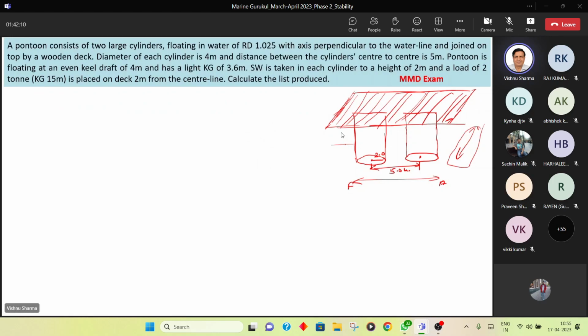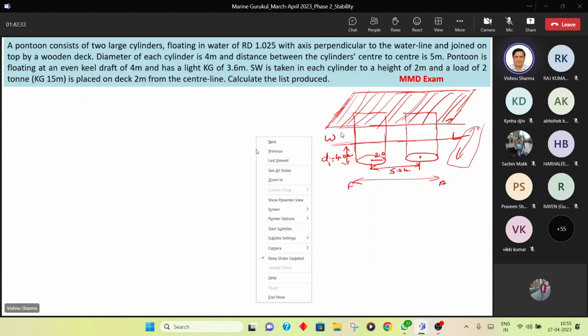This pontoon in the light condition is floating at a draft of 4 meters, so draft initial is equal to 4 meters. And then we take ballast up to 2 meters, that we'll do later on. Then 2 tons of weight is placed off the center line.